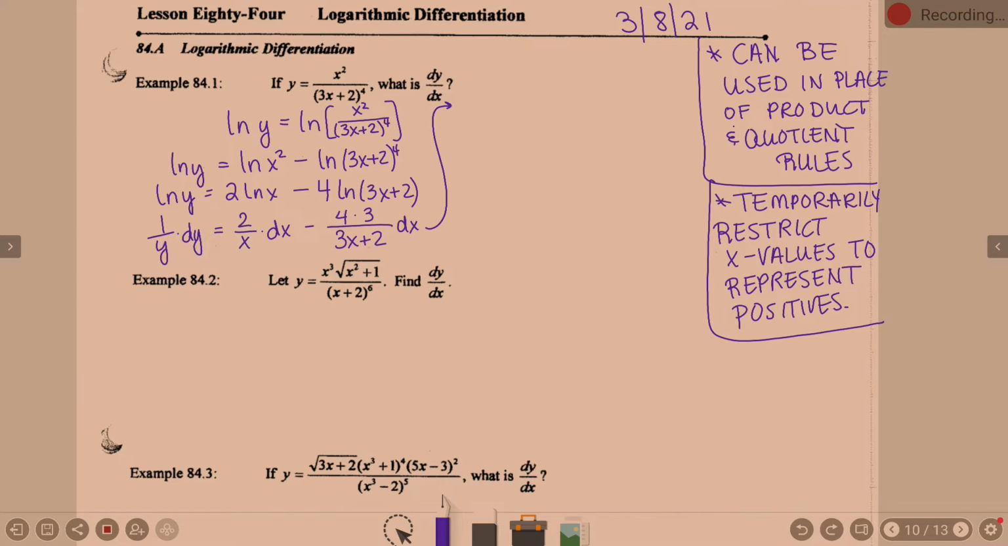Next thing I'm going to do is clean up that right side. Notice on the right side, and this is traditional, that all the terms are dx's, aren't they? So I'm going to factor out that dx on the right, and I'll put it at the end. So my left is still going to be 1 over y dy. My right, I'm going to factor the dx out and put it at the end. So the other pieces are 2 over x minus 12 over 3x plus 2 in those parentheses, and it's times dx.